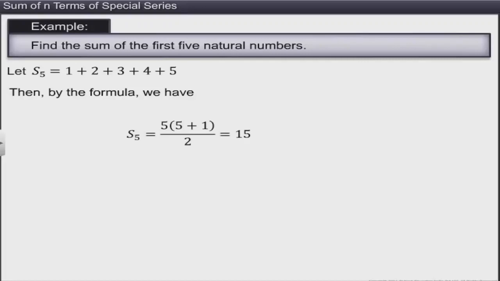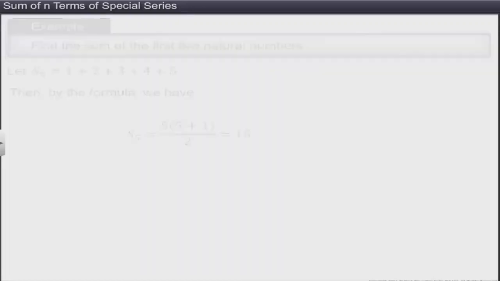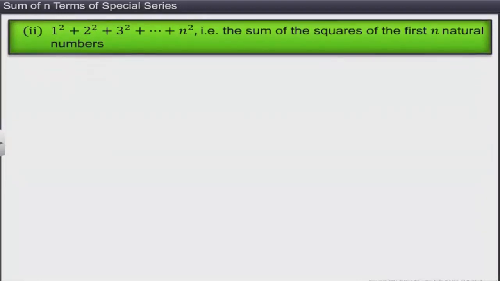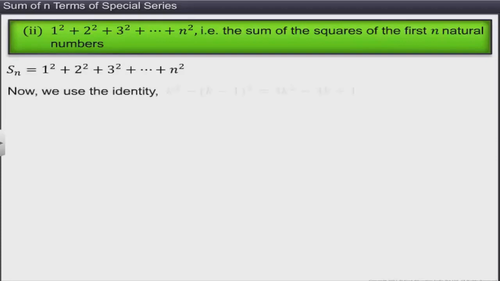Let us now find the sum of the squares of the first n natural numbers. Let us denote the sum of the squares of the first n natural numbers by Sn. Now, we use the identity k cube minus (k minus 1) whole cube is equal to 3k square minus 3k plus 1. Denote this by equation 1.